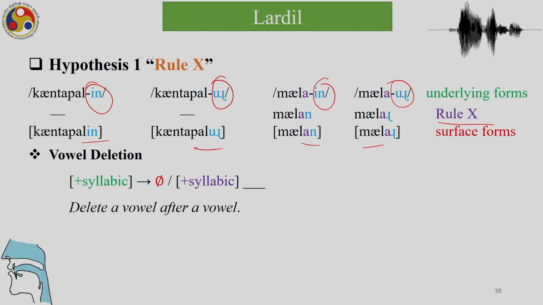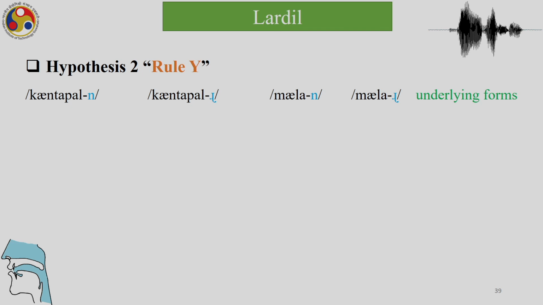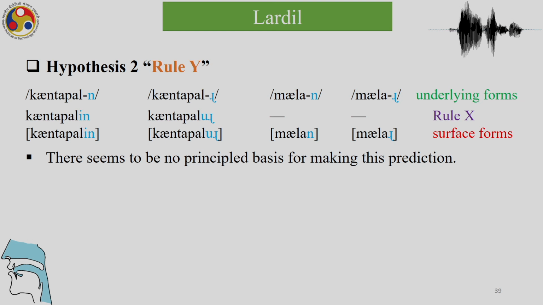So we are saying that this is a rule of deletion. So delete a vowel, and in a situation where there are two vowels, one after the other, delete a vowel after a vowel. Okay, the other option with us is hypothesis 2, that the underlying affix does not have the vowel, and the vowel is inserted because of two consonants occurring together. So now when we do that, what do we get?